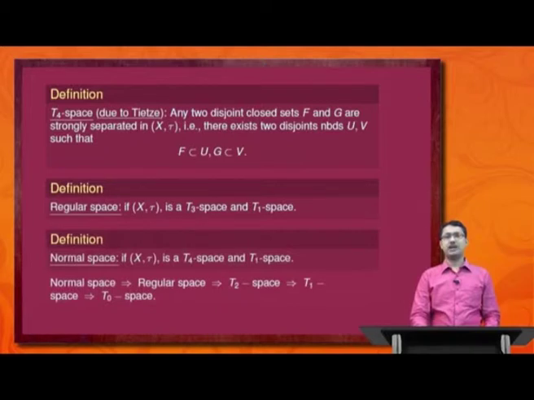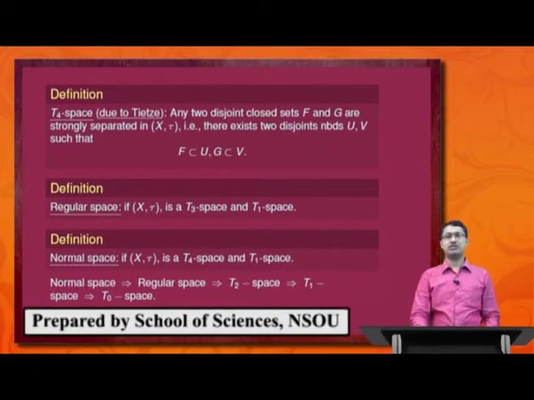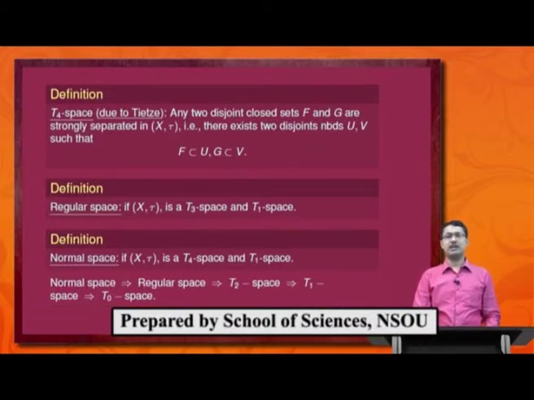And the definition of normal space: if (X, tau) is a T4 space and T1 also. Then it is very easy to prove that a normal space is always a regular space, and a regular space is always a T2 space, and a T2 space is always a T1 space, and finally a T1 space is always a T0 space. But the converse of the result is not satisfied.